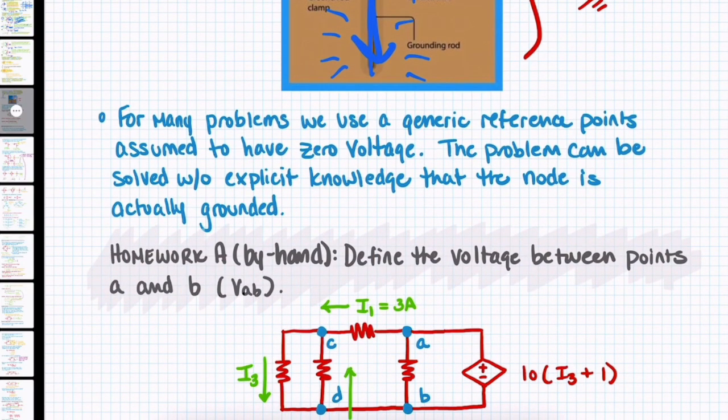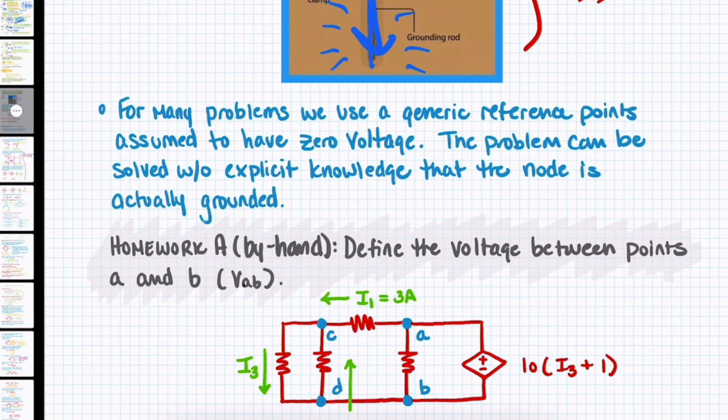Now, for many problems, we will use a generic reference point that's assumed to have a 0 voltage. For many theoretical problems or textbook problems, we normally don't really talk about whether it's grounded or not. We just use them as some sort of an ideal sink or ideal source. So if we call something a reference point and we say that it's known to have 0 voltage, it doesn't really matter for our purposes, again, for textbook purposes, whether it's grounded or referenced in some other way.